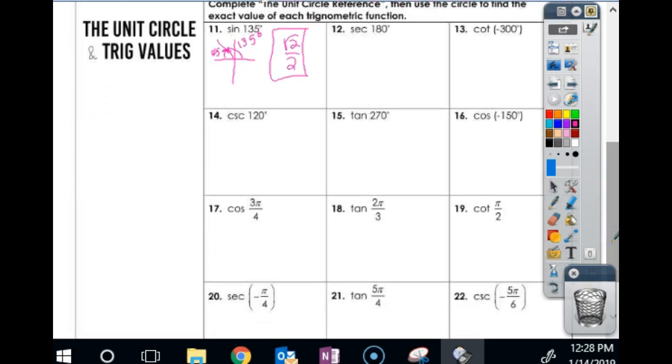So the cosine of 3 pi over 4, which quadrant is this in? Second. Is cosine positive or negative? Negative, because the x is negative in the second quadrant. So I'm going to have a negative answer. And my reference angle is pi over 4, so the answer is negative square root of 2 over 2.